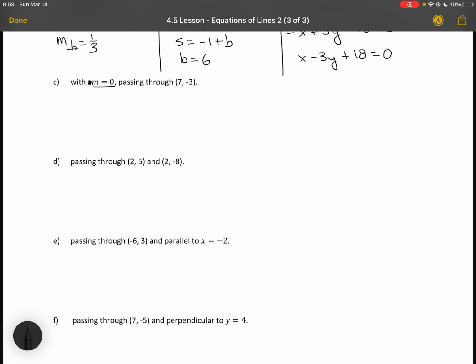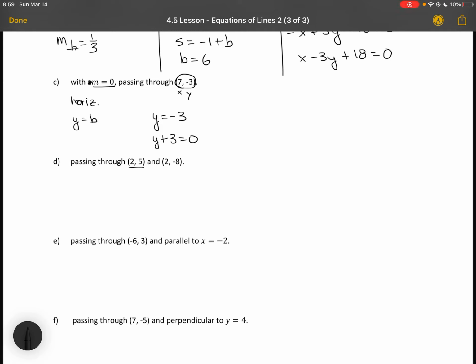So I know that m equals 0. This is a horizontal line. All horizontal lines have the equation y equals b. Because I know that it passes through this point, -3 is the y-coordinate. That means my equation must be y equals -3. Putting that in standard form is y plus 3 equals 0.